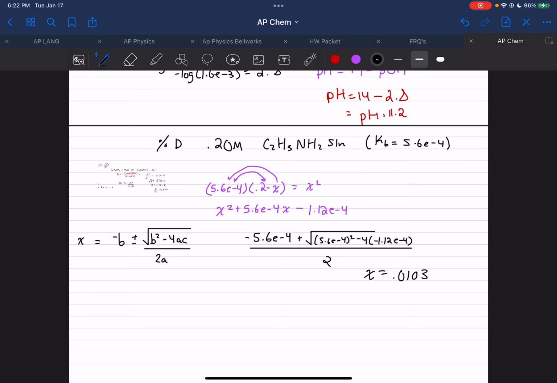Now that I manually solved for x, to find the percent dissociation, it's going to be x over the initial amount. It also feels like I'm checking for the 5% right here. So 0.0103 out of the initial amount, which is 0.2 molar, multiplied by 100, gives you 5.2%. And that is your percent. The way I would restate the question is: the percent ionization of a 0.20 molar solution of C2H5NH2 is 5.2%.